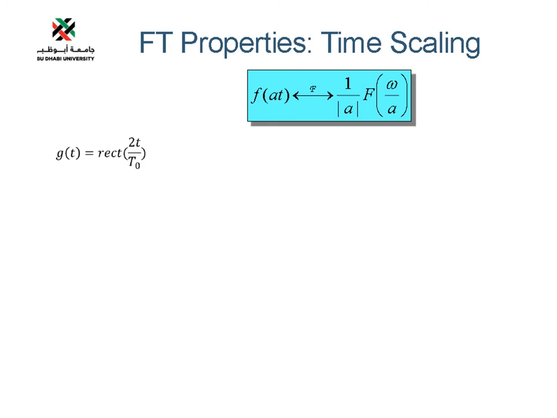For example, you have a signal f of t, and in the time domain it is multiplied with a factor a. We know that, depending on the a value, the signal could be compressing or expanding. So in the time domain, you are getting time scaling.